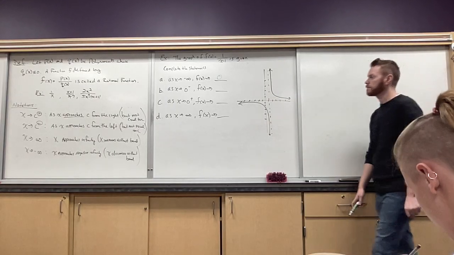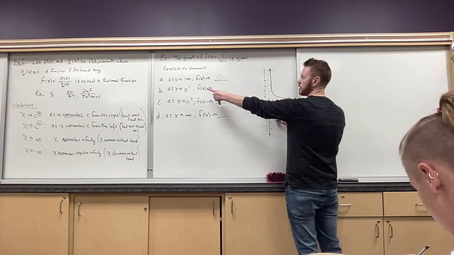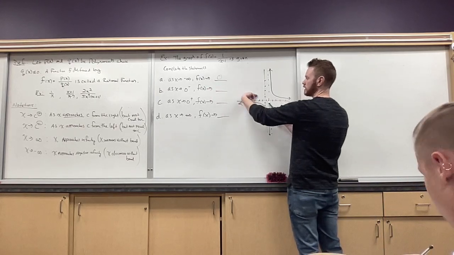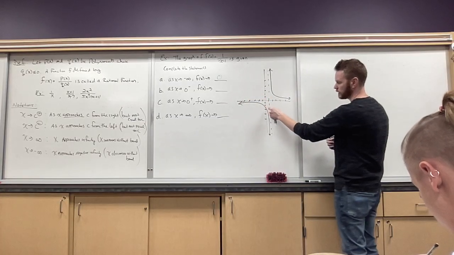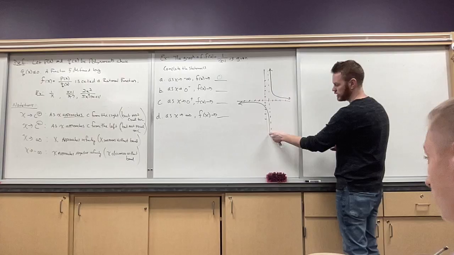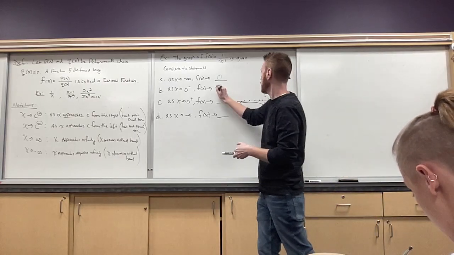Now let's look at part B. So here's 0. So let's say we approach it negative. So we're approaching it from the left. So as I'm approaching 0 from the left, I can see that the function is decreasing infinitely, right? So this is going to be a negative infinity.